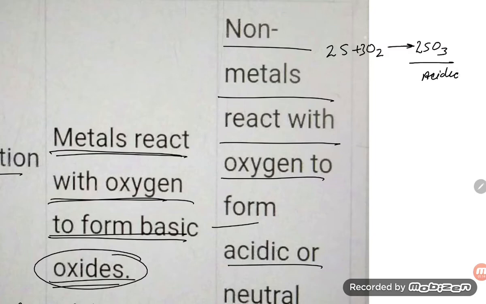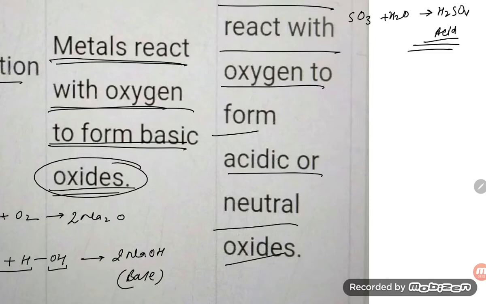Why is this an acidic oxide? Just put SO3 into a water molecule, and it will give H2SO4. So this is an acid. That is what we are saying: non-metals give acidic oxides, while metals give basic oxides.